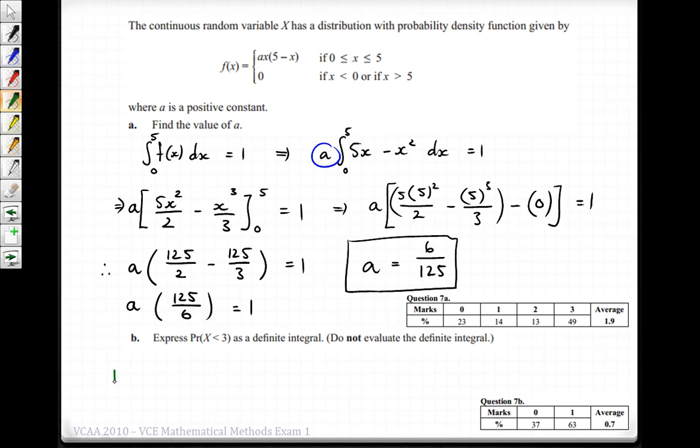So we know that the probability that x is less than 3 is equal to the integral of, so now we have a as 6 divided by 125, times x of 5 minus x, dx, where our terminals are between 0, our lower bound, and 3, our upper bound. So that's the answer for our definite integral, and we don't need to solve this for the question. Alright, so that's the answer to part B.